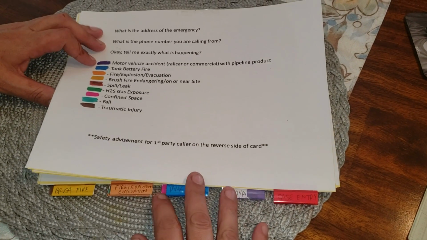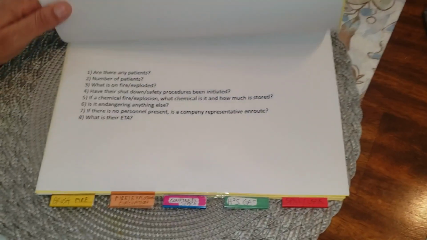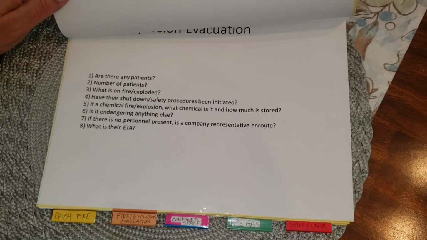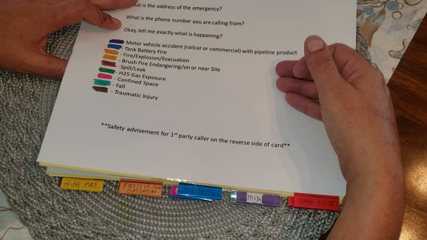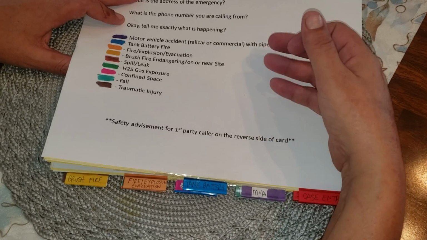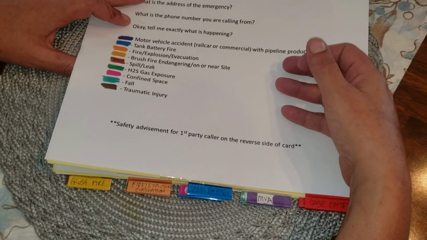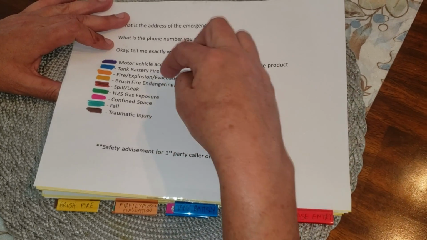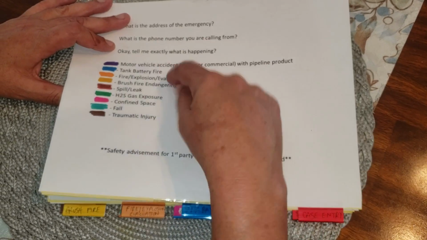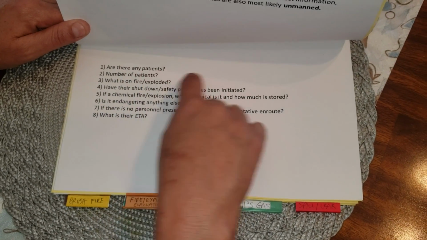I sent you guys this information, but I wanted to show you how the flip card would work. This is basically how all emergency dispatch for medical, fire, and police is set up. Kind of like an algorithm. Tank battery fire, go here. Ask these questions. If this, then that.